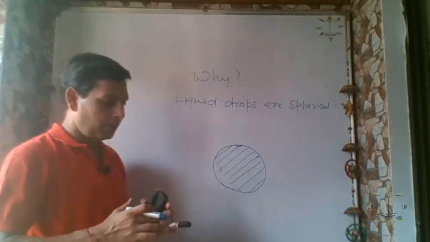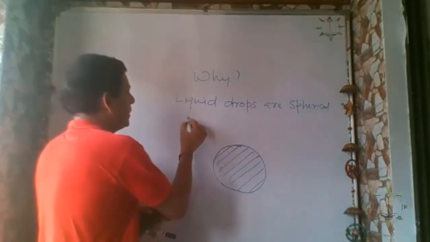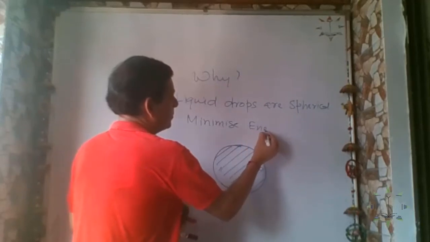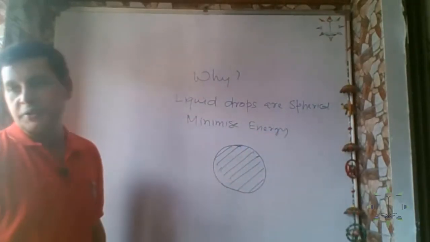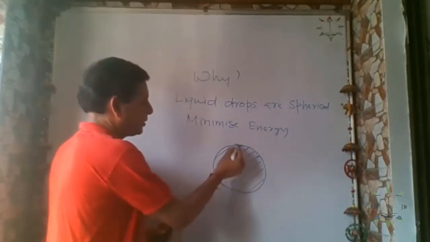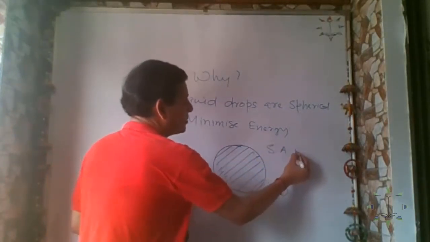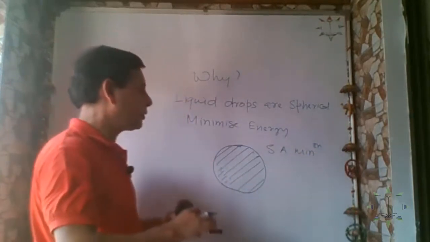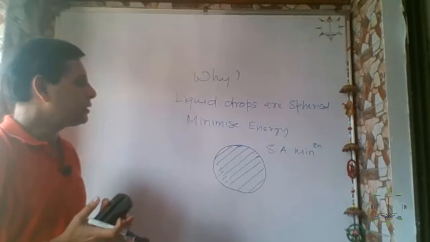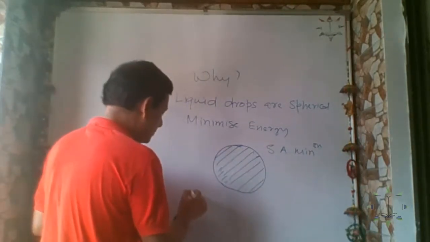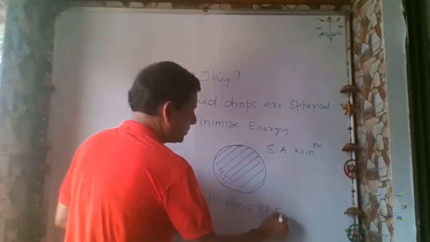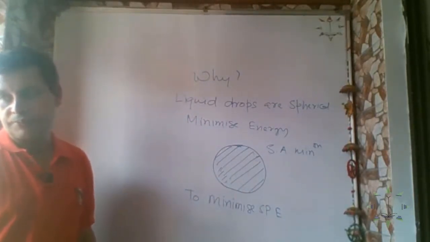Now the answer to this question, why are liquid drops spherical? Because a liquid drop, because of its shape, wants to minimize its energy. Nature always favors the minimum energy state. So when the liquid is in the form of a sphere, the surface area is minimum. If the surface area is minimum, the number of molecules will be minimum, so energy will be minimum. So in order to minimize surface potential energy, liquid drops are spherical in shape.